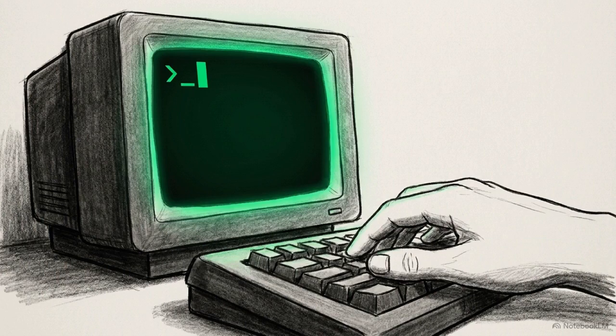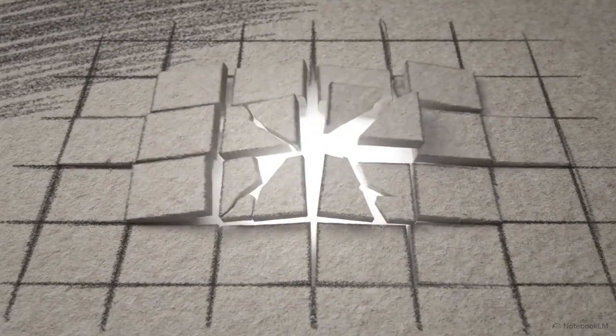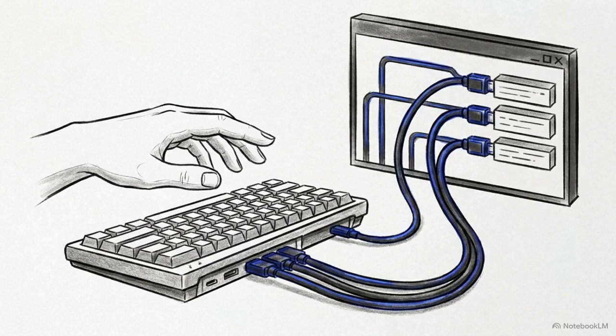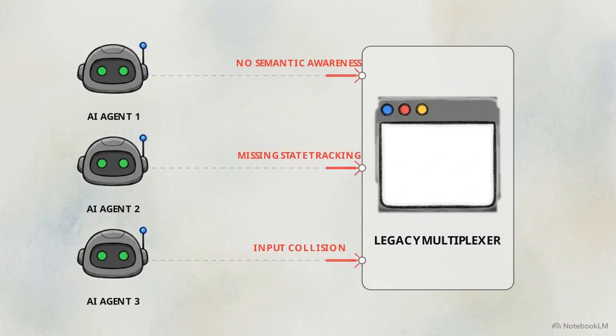For decades, the command line was a direct, one-to-one conversation between a human and a machine. But today, autonomous AI agents are executing commands, writing code, and traversing file systems at speeds we can't physically match. Traditional terminal multiplexers like TMUX were built for human fingertips. They lack the programmatic interfaces, state machine tracking, and semantic awareness needed to orchestrate these concurrent, non-human processes.